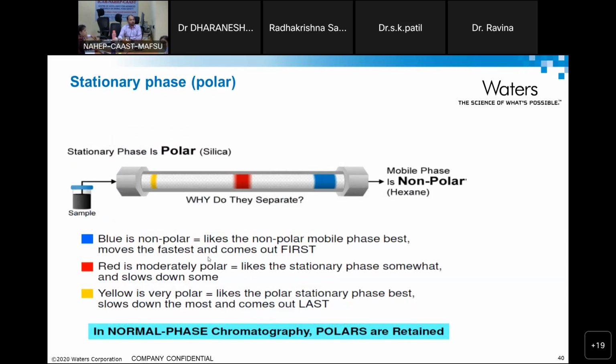Okay, now if you remember the earlier slide, the picture was exactly reversed, right? The yellow compound was eluting out first, followed by red, and the blue compound was eluting out last. But in case of normal phase chromatography, since the stationary phase is polar, the blue compound is eluting out first since it is highly non-polar, followed by red since it is moderately polar, followed by the yellow compound as it is highly polar. So it will show maximum retention on the polar stationary phase, and it will elute out at the end.